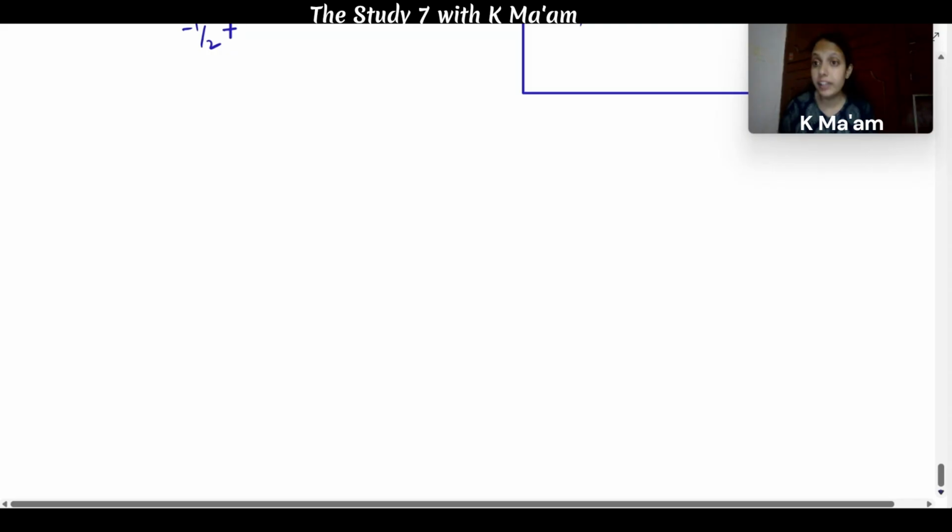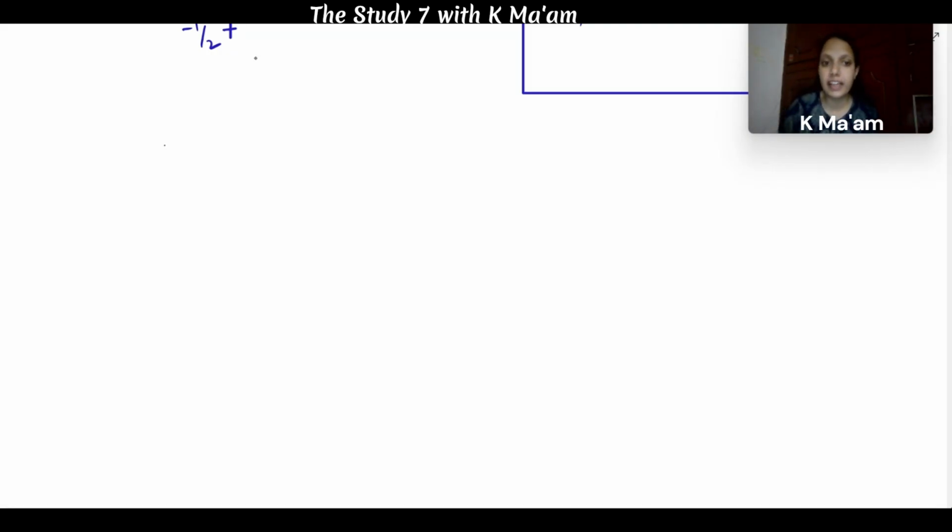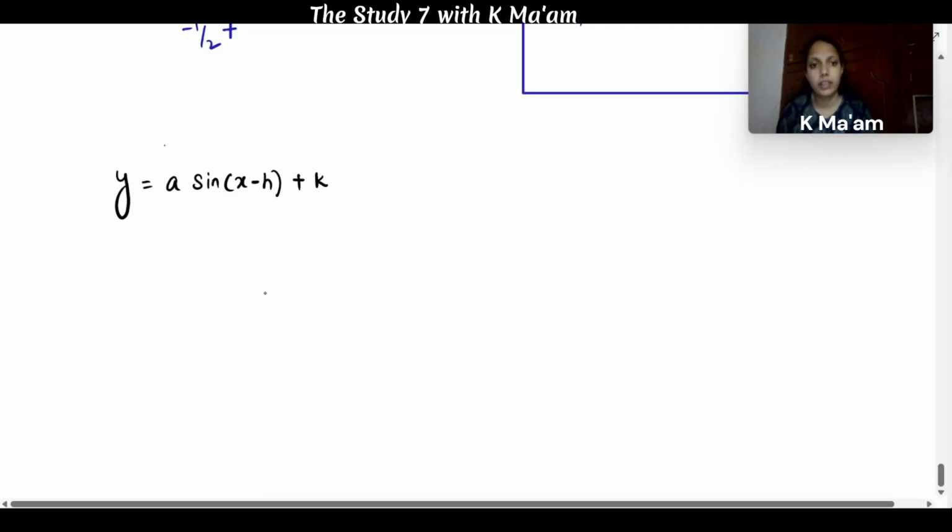You can pause the video and repeat it. Now it's a more generalized case when more transformations are introduced, like left shift, right shift. Y equals A sine B(x minus h) plus k. There is a B as well.